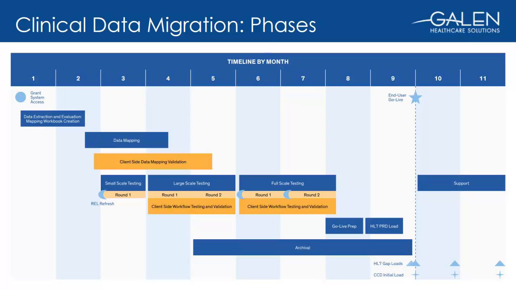Also note that there is overlap of phases. It is typical to add additional mapping during the testing and validation stages of the migration because of build work that is completed, or to capture data that was added in the legacy EMR during the gap of the original data extractions.